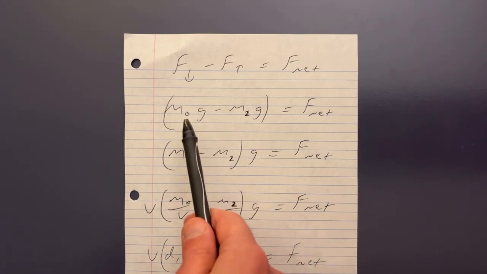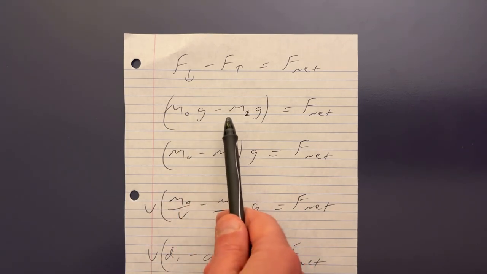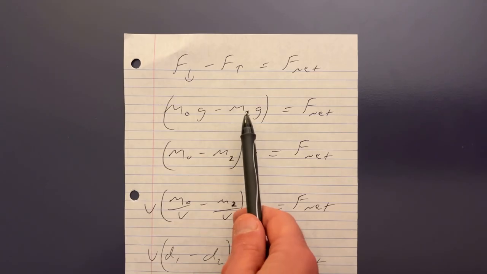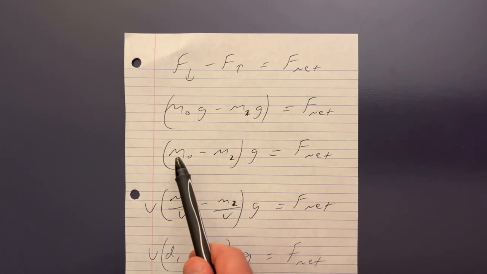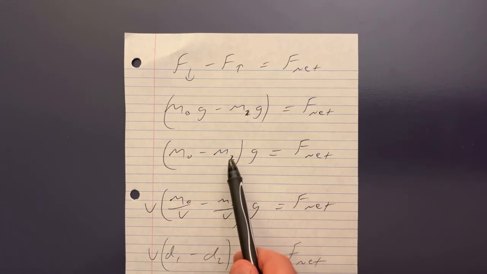The force pushing down was the mass of the object times gravity. The force pushing up is the mass of fluid that object displaces, so it's m2 times gravity. Pull out your g, then you have mass of object minus mass of fluid it displaces.